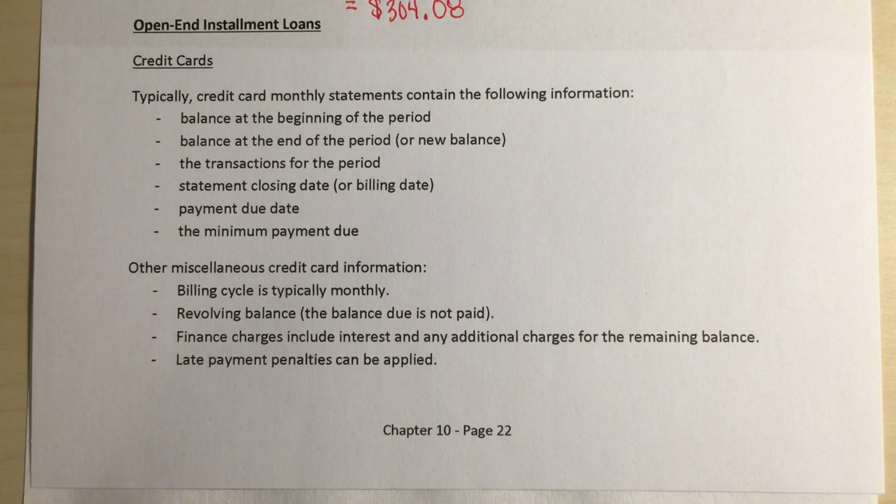If we're thinking about credit cards, typically credit card monthly statements contain the following information: the balance at the beginning of the period, the balance at the end of the period or the new balance, the transactions for the period, the statement closing date or billing date, the payment due date, and the minimum payment due. Other things to keep in mind: our billing cycle is typically monthly. Right?